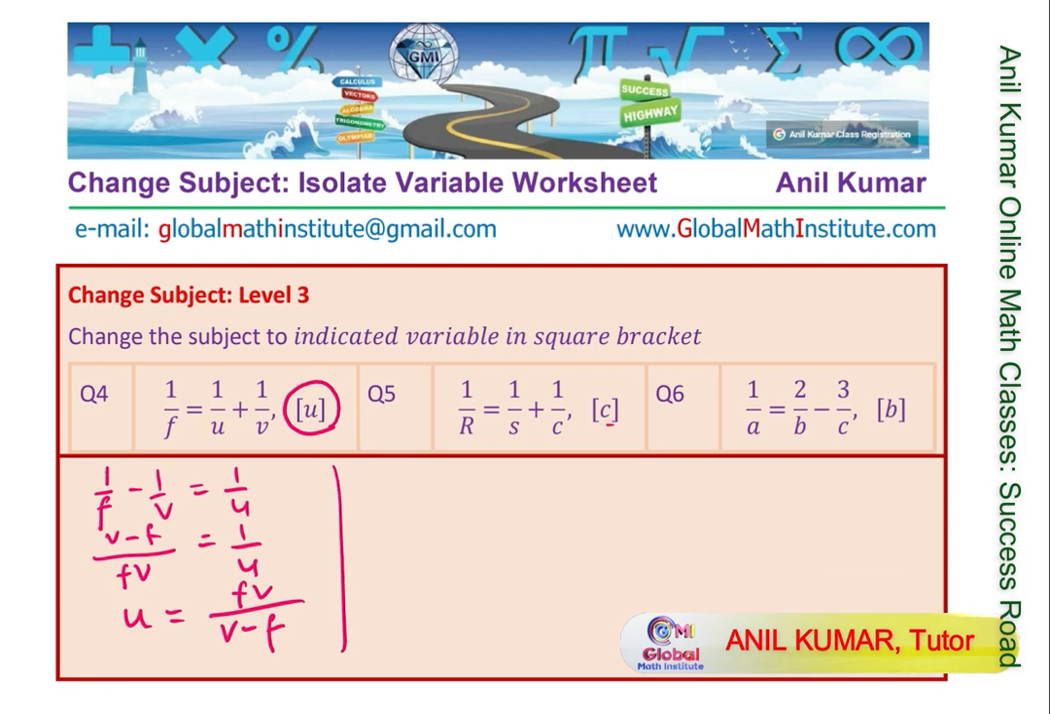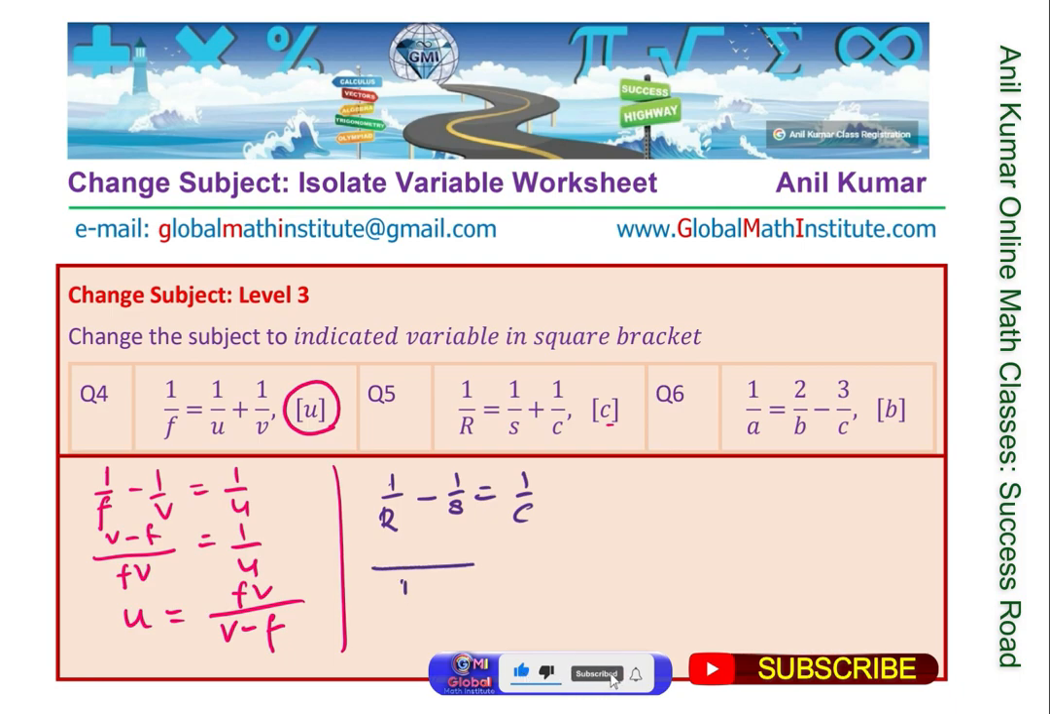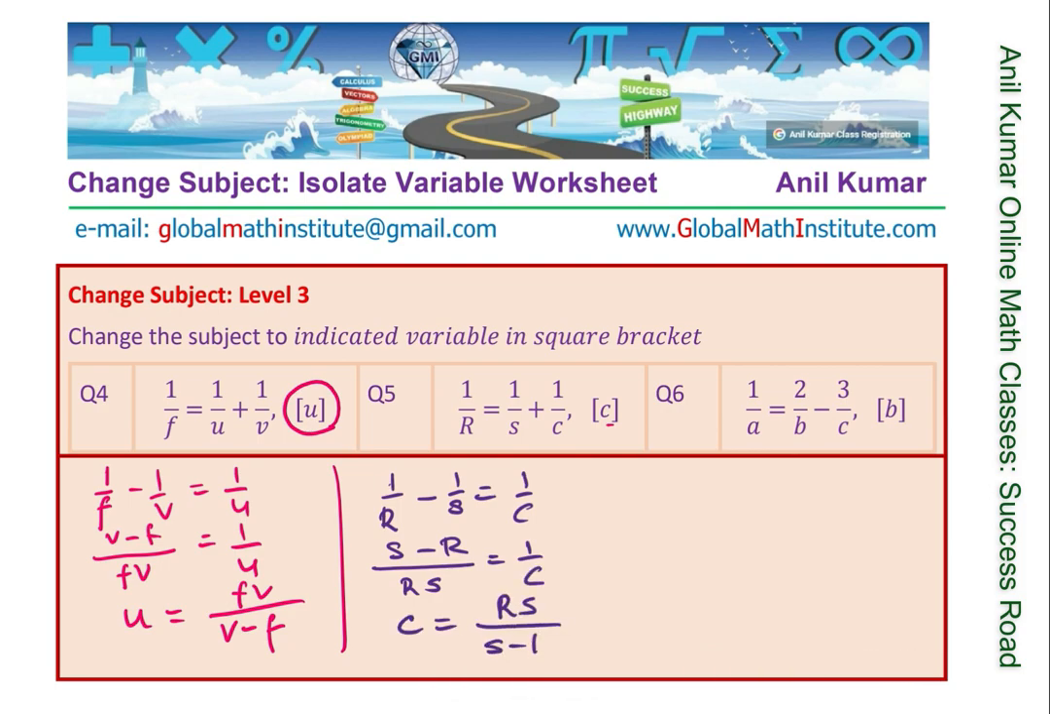Now we need to isolate c. So 1 over r minus 1 over s equals 1 over c. Take common denominator rs, and the numerator s minus r equals 1 over c. c is rs over s minus r. So simple. That is what you have to do. Bring 3 over c to the left side and 1 over a to the right side in the next example and do it. You can pause the video and complete the solution.